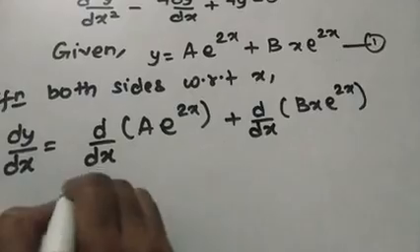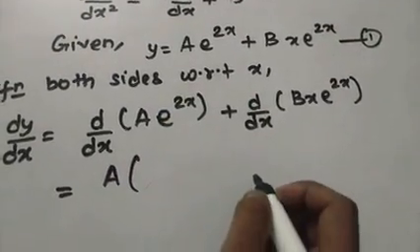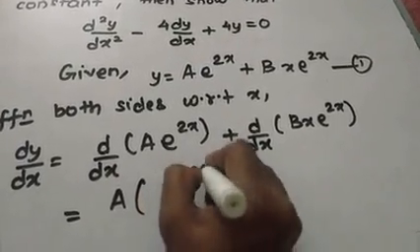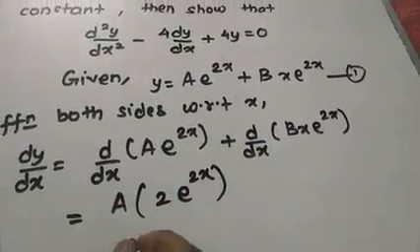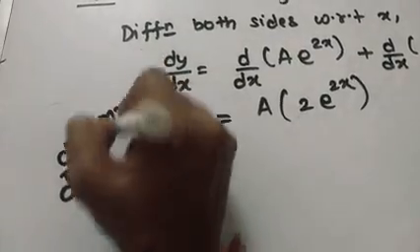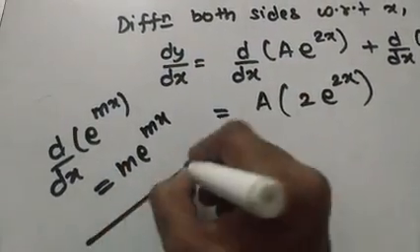Now a is a constant. Constant will come out of the derivative. Now e to the power 2x. What is the derivative of a e to the power 2x? It is e to the power 2x into 2. You will remember the formula, d/dx of e to the power mx is equal to m e to the power mx. This was the formula.